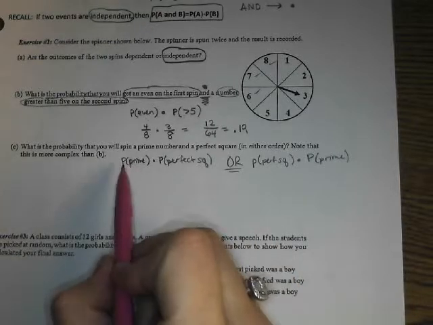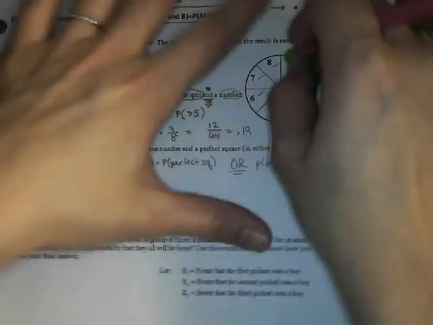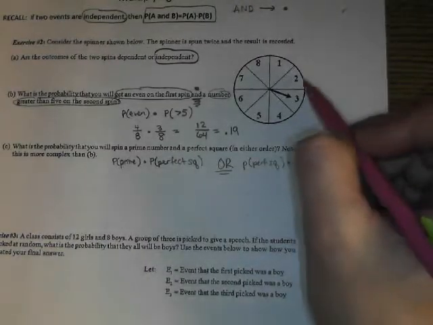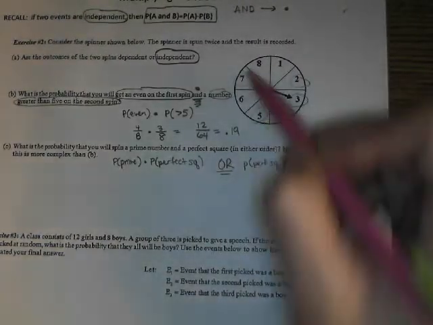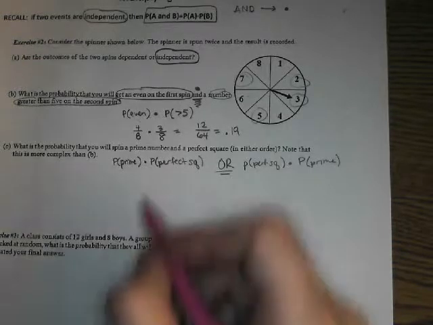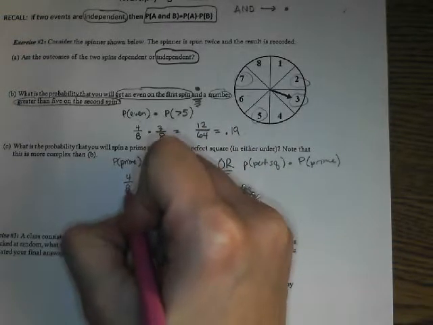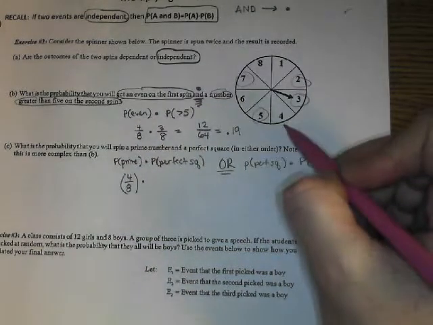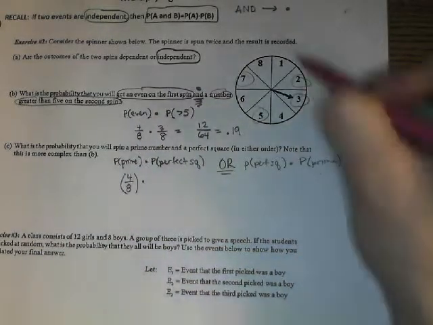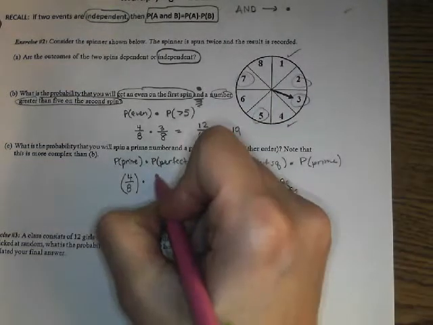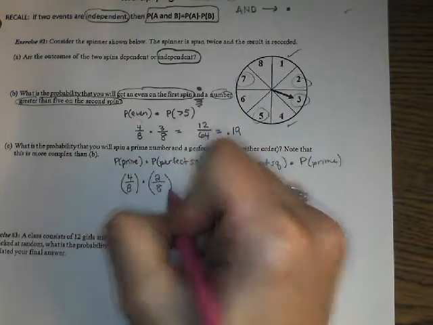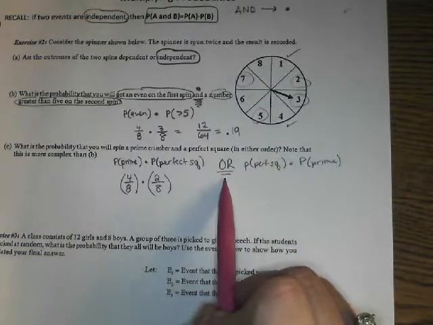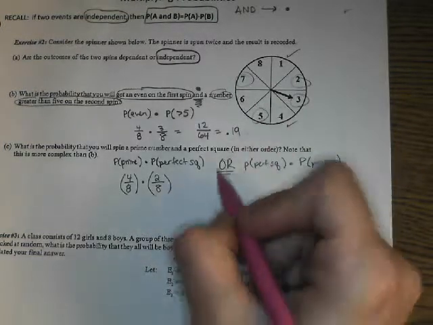Okay, so we'll look at the probability of getting a prime. How many prime numbers are up here? 2, 3, 5, and 7, right? 4 out of 8. So 4 out of 8 times, how many perfect squares are up there? 1 and 4. So that's times 2 out of 8. What does the word "or" do for us? Good, Morgan. Add.